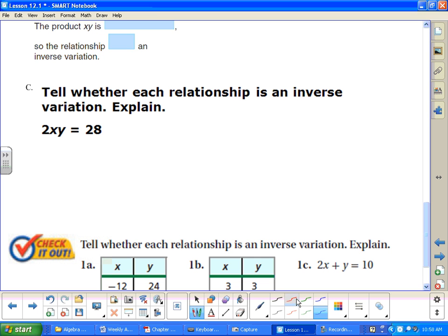Okay, so let's divide by 2. So we get x times y equals 14. Okay, does that make it an inverse variation relationship? Am I multiplying x and y together and getting a constant? Yes, so this is.